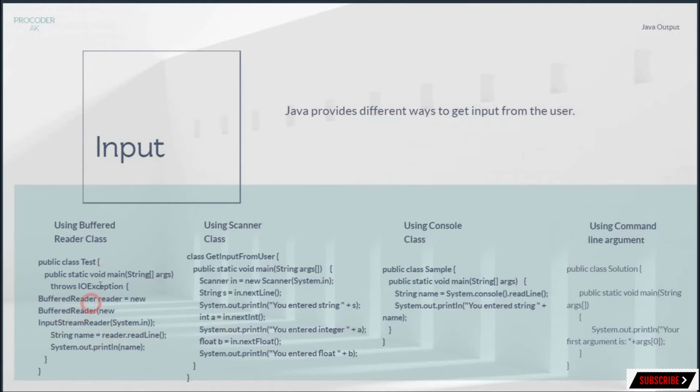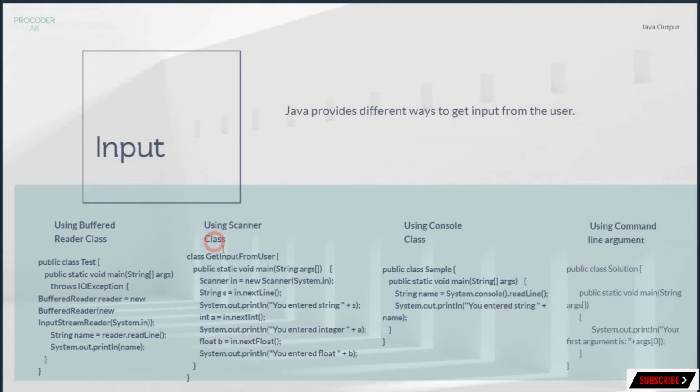First of all, let's talk about the BufferedReader class. In this example we have a class named Test, and inside this main method we are creating an object of the BufferedReader class, and after that we are getting input from the user by using that object. readLine is used for getting a string value as user input and storing that value inside the name variable, which is a string data type, and after that we are printing that name variable to the output.